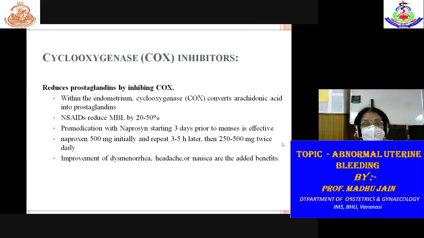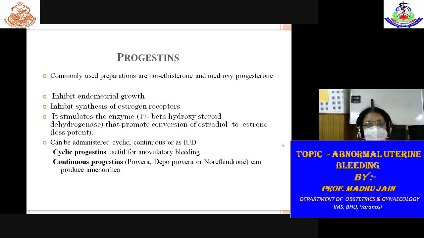The COX inhibitors are given to reduce the blood loss by 50%. The mechanism of action is that it inhibits the prostacyclin, which is responsible for the increased blood flow and which prevents platelet coagulation. The drug of choice is mefenamic acid or naproxen in doses of 500 milligram, repeated after 4 or 5 hours. Doses are 250 or 500 milligram TDS, but you have to be very cautious in women who have a peptic ulcer, nausea, vomiting, headache, because it may aggravate the peptic ulcer.